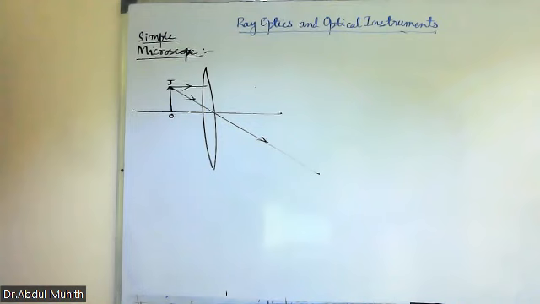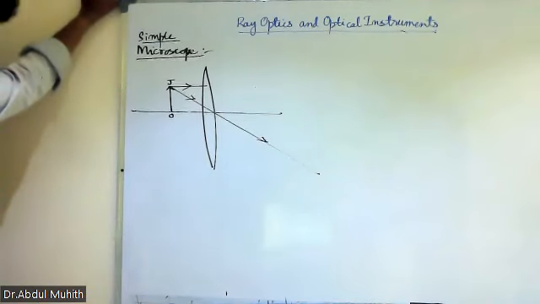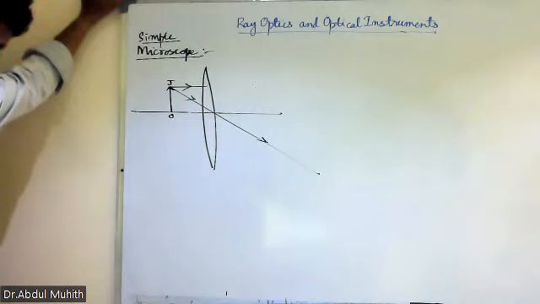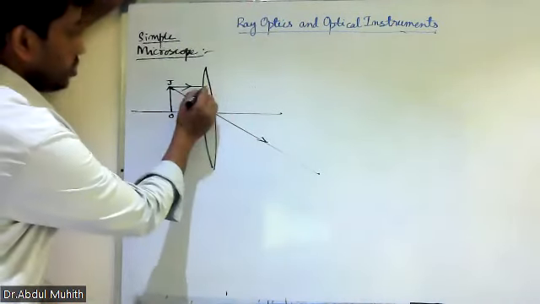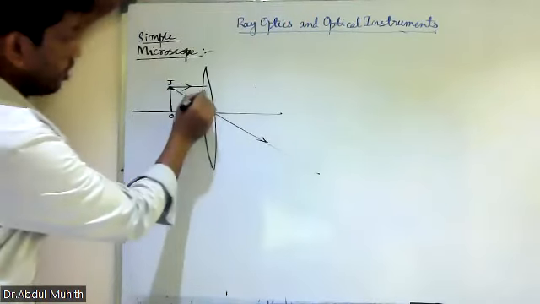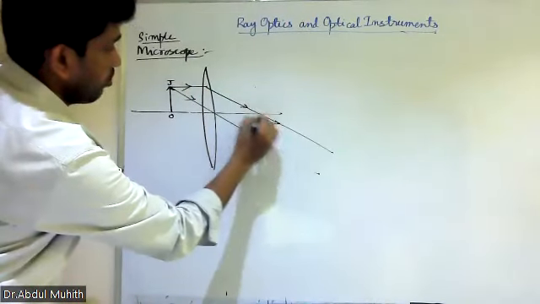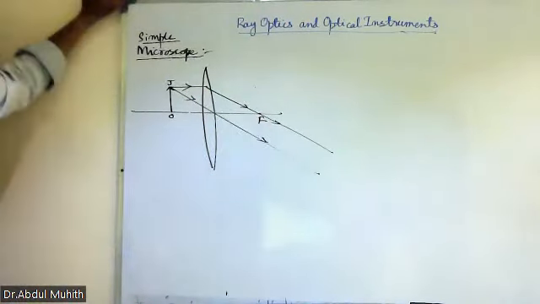It passes through the principal focus, right? It will pass through F. So it passes through F, the focal point.